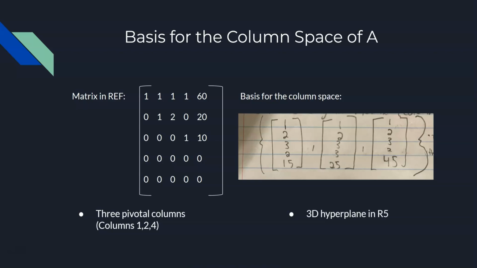This is done by reducing the initial matrix into REF, which is shown on the left. So when this matrix is reduced to REF, there are 3 pivotal columns, those being columns 1, 2, and 4. So in order to find the basis for the column space, you look at the 3 pivotal columns, those being 1, 2, and 4, and you go back to the initial matrix, and columns 1, 2, and 4 from the initial matrix are the basis for the column space. So you can see that on the right. And geometrically, the column space is a 3D hyperplane in R5.